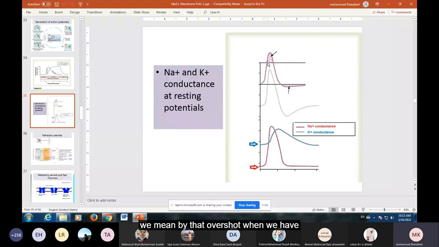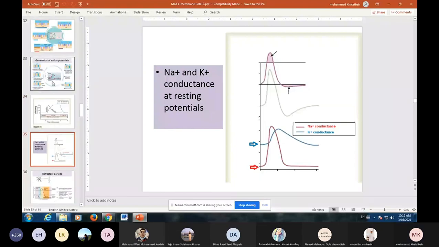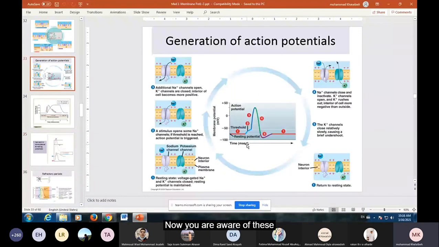What do you mean by that overshoot? When the potential becomes positive inside with regard to outside. So this is the relation that we have with regard to conductances of the membrane to potassium, to sodium, the sum of conductances, and their relation with the changes in the potential to develop the whole action potential that we are having. So now you are aware of these types of recording.